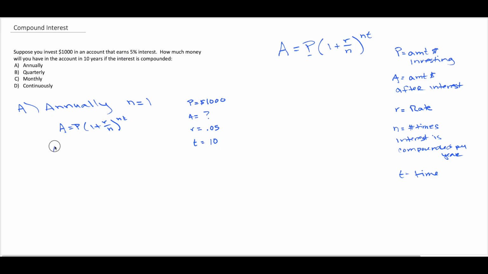Okay, so A is equal to 1,000 times (1 plus 0.05 over, we just said N is 1) to the 1 times T, which is 10. Okay, so we'll have a calculator. I would recommend using the ALEKS calculator just so you get familiar with it. This will be 1 plus 0.05, so that's 1.05 to the 1 times 10, or 10th power.